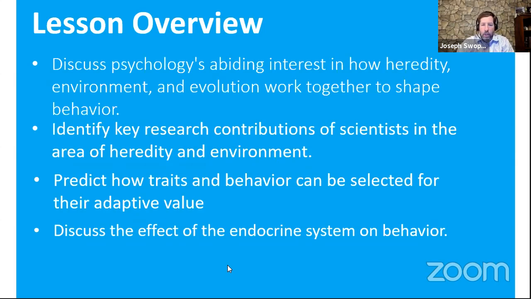Identify key research contributions of the scientist. Who are we talking about? I can imagine you're going to know it's going to be Charles Darwin and maybe a guest appearance by William James. Number three is how to predict how traits and behavior can be selected for their adaptive value. And then the fourth one is we're going to start with the endocrine system and talk about how that makes us think and feel and affects our behavior.